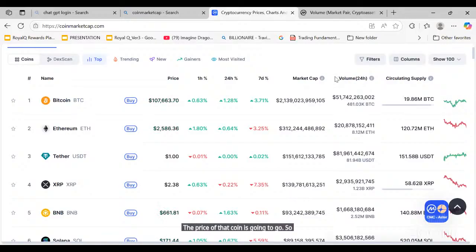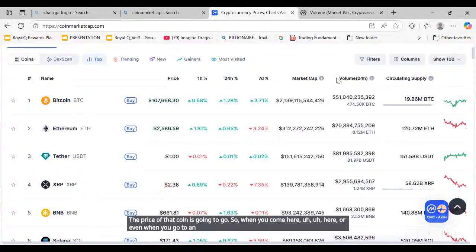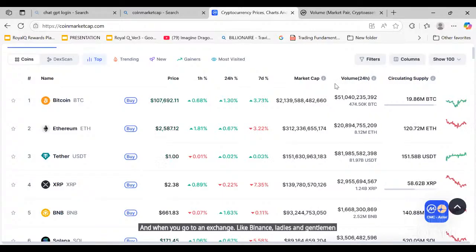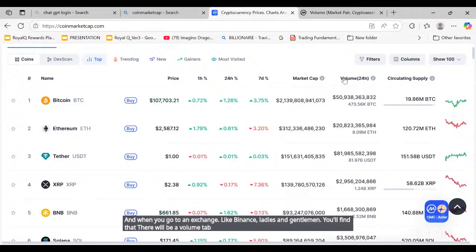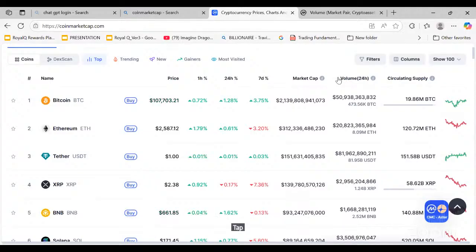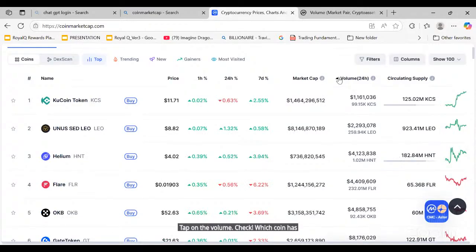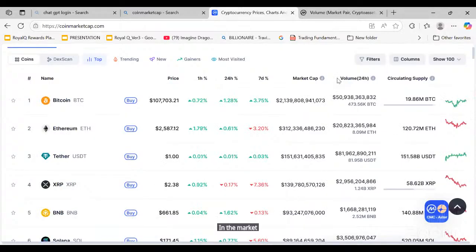So when you come here, or even when you go to an exchange like Binance, ladies and gentlemen, you'll find that there will be a volume tab around it. Tap on the volume. Check which coin has more volume that is entering in the what? In the market. Do you copy, ladies and gentlemen?